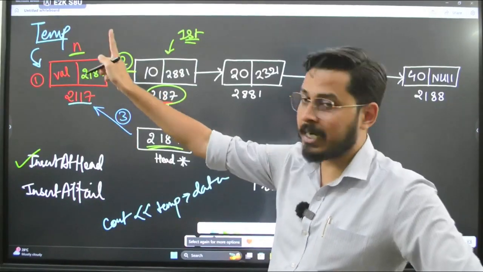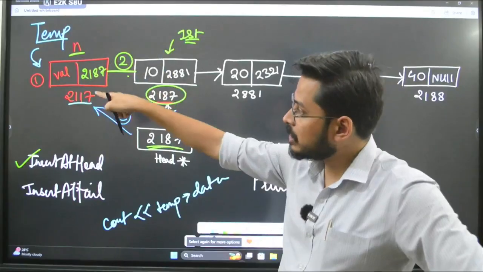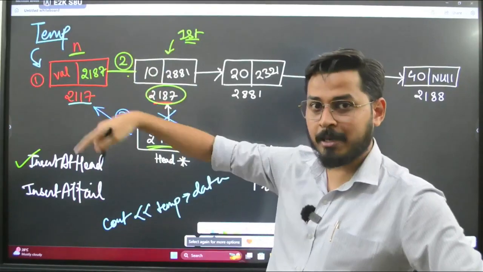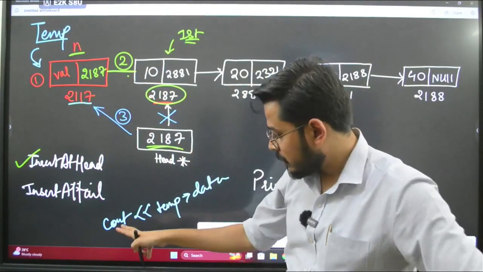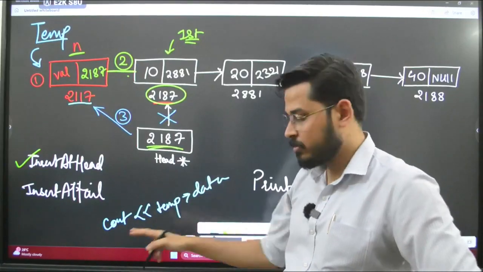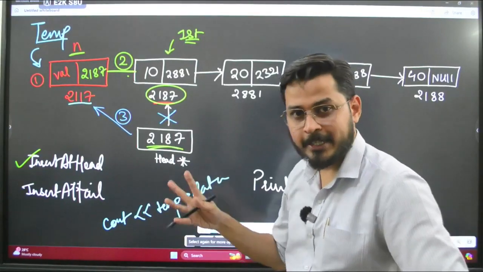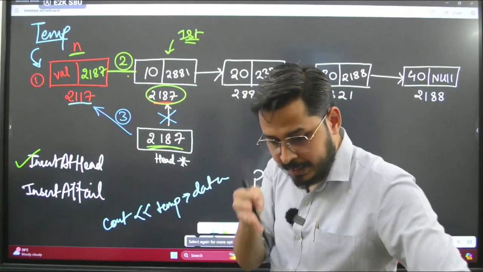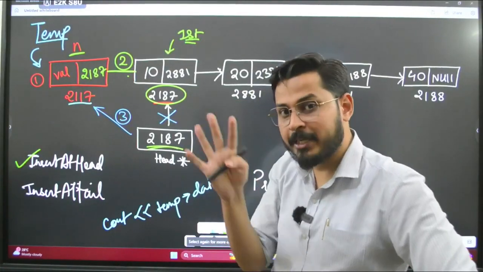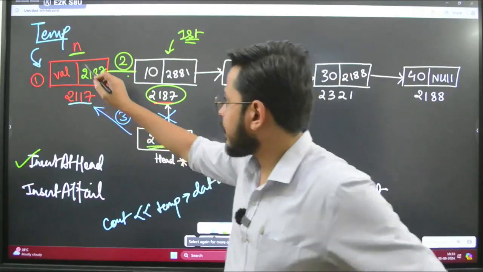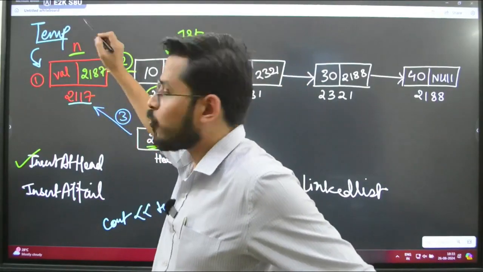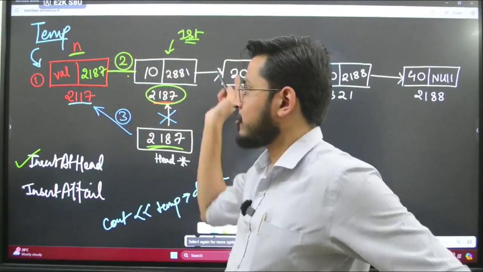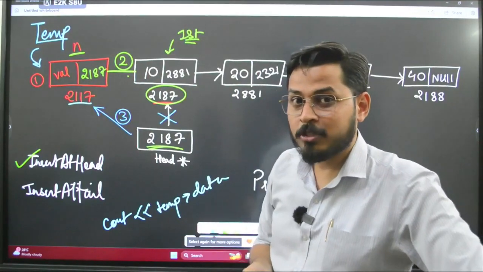Temp, you are standing at the head. First print the head data. So cout temp of data you printed. Where the temp is actually standing, which is the head node, which is the first node, print that node. And then I will say temp, you do one thing. You jump to the next node. But how will it jump to the next node?